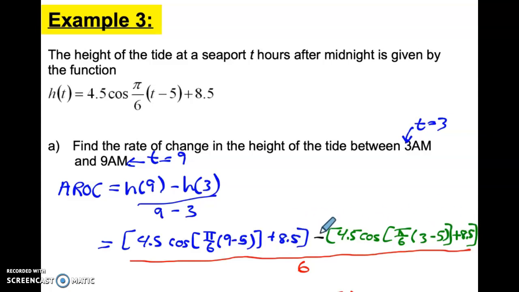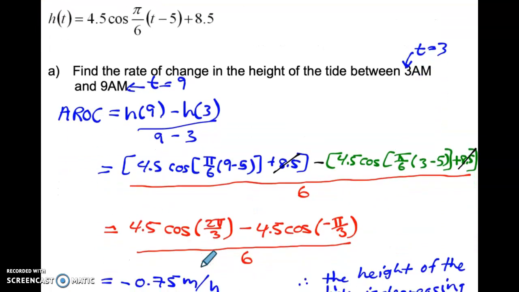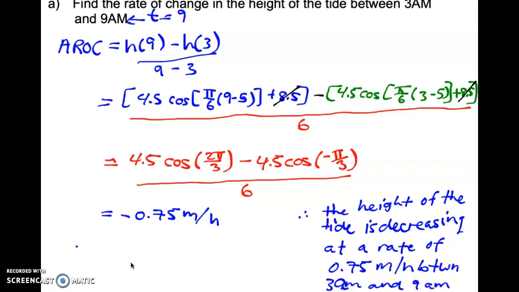So one, you have 8.5, then you're subtracting the same 8.5. Those will cancel really easily. And the other thing would be inside this cosine, 9 minus 5 would be 4, so you have 4 pi over 6, which is really 2 pi over 3. So I simplified inside both of the cosines first, and that makes it a much easier statement to put into your calculator. So our answer was negative 0.75 meters per hour. So therefore, the height of the tide is decreasing at a rate of 0.75 meters per hour between 3 a.m. and 9 a.m.